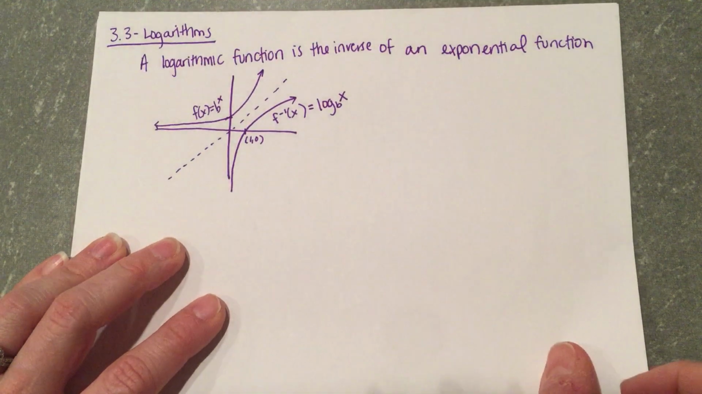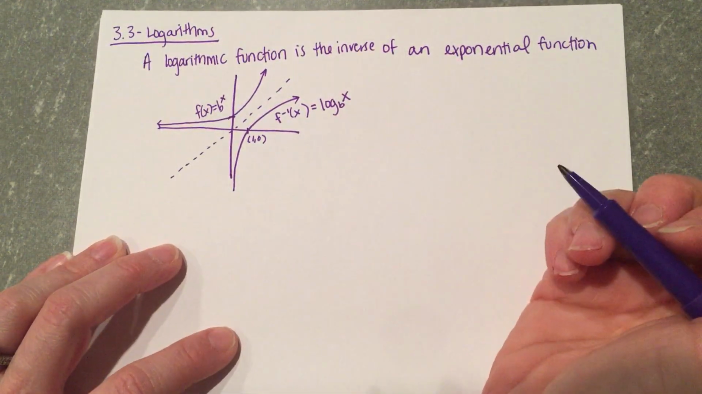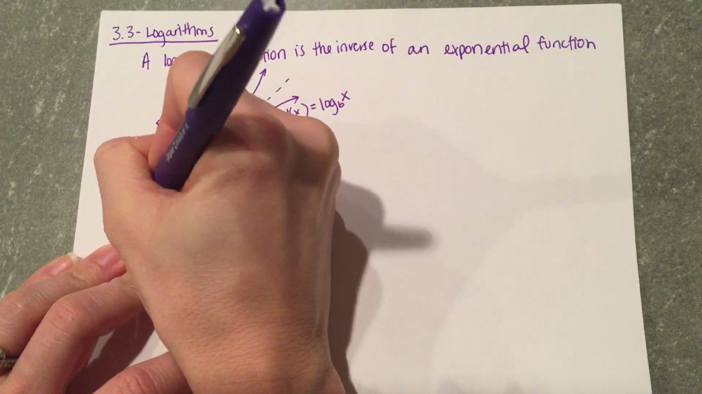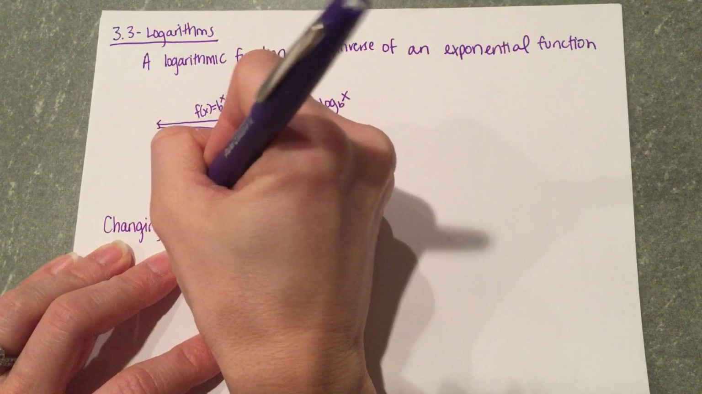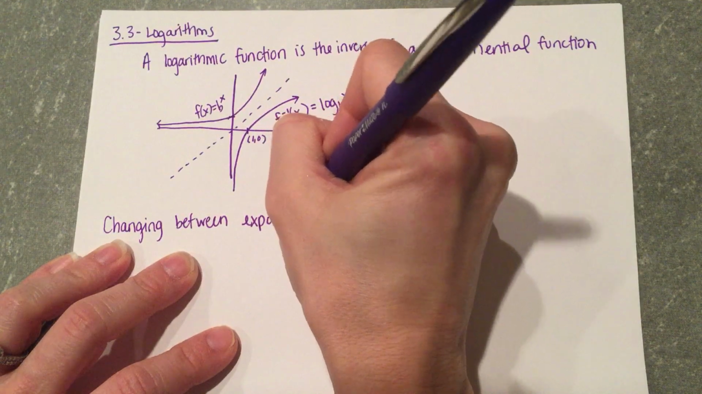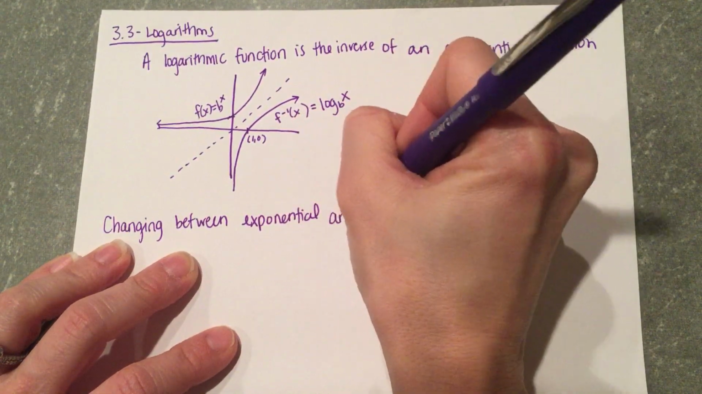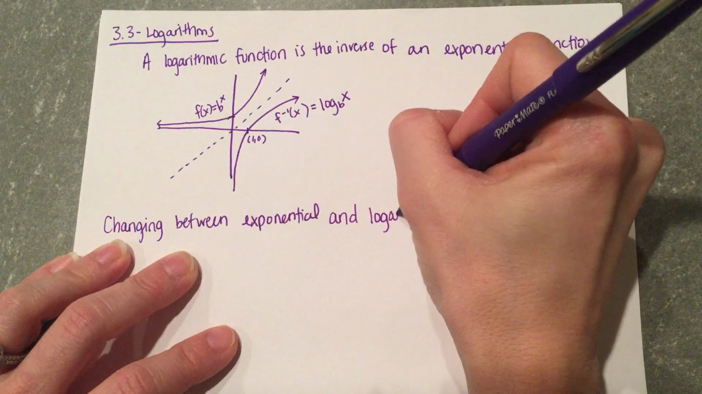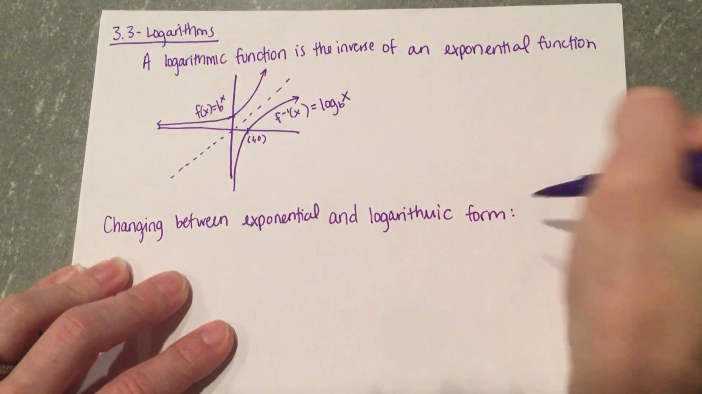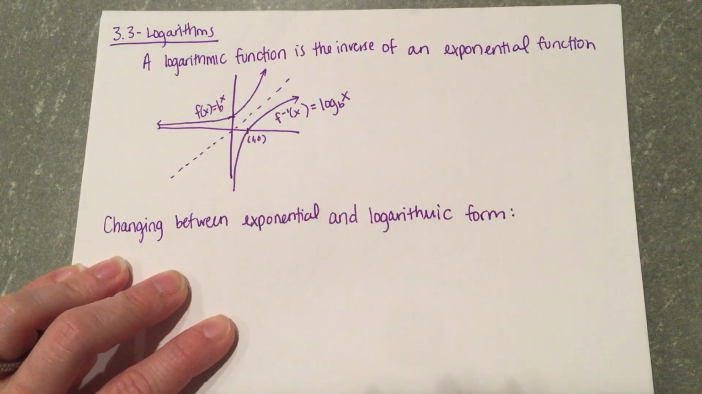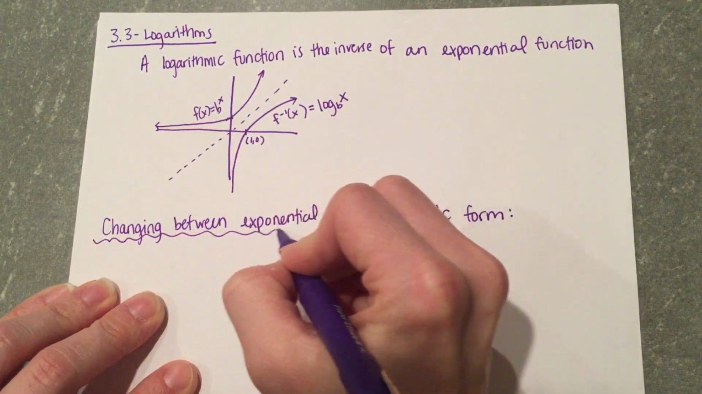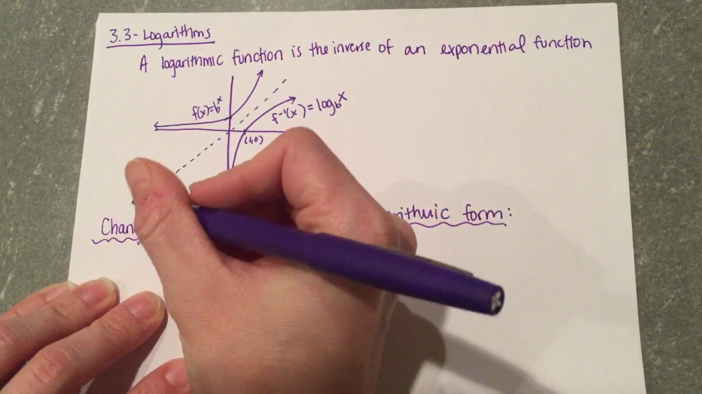So first thing we're going to talk about is just how to change back and forth between exponential and log form for any equation. So changing between exponential and logarithmic form. And pretty soon I'm going to stop spelling out logarithm. Okay, so changing between exponential and logarithmic form.